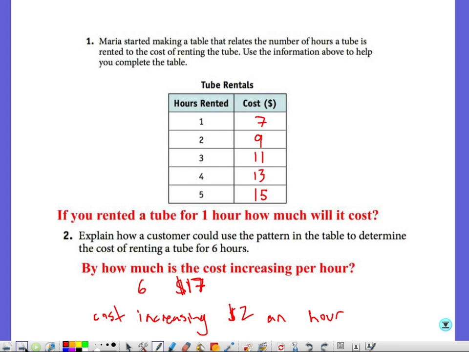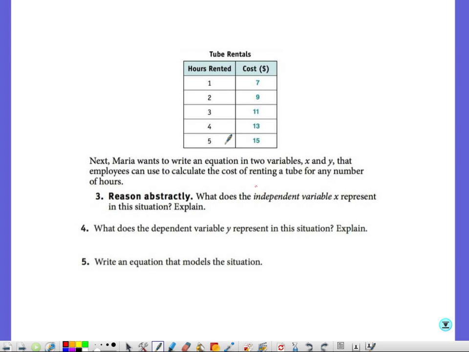So keeping that in mind, the independent variable is going to be the hours rented. Now, an explanation is that the number of hours doesn't depend on the cost. However much time you want to rent a tube is your own personal decision. So it's an independent decision.